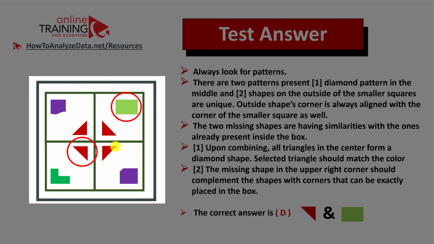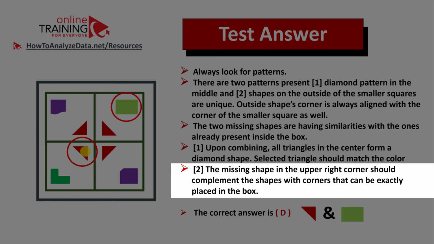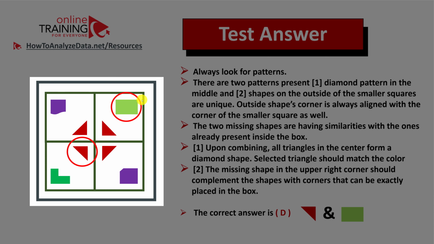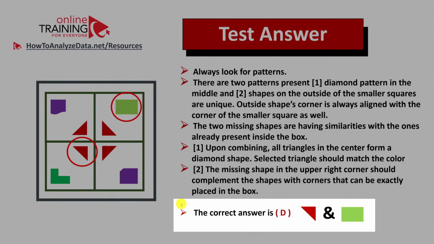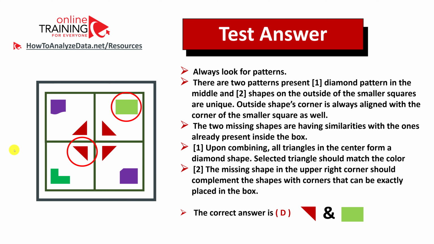Let's look at each one of these 2 patterns in more detail. You should look for the triangle which matches the color, and upon combining, it should build a diamond. For pattern 2, the missing shape in the upper right corner should complement the shapes with the corners that can be exactly placed in the box. In this case, we selected the green rectangle. You also notice that there is a pattern of green color on the opposite side of the squares, same as the purple colors on the opposite sides of other squares. So the correct answer here is choice D. Hopefully you've nailed this question and now know how to answer similar questions on the test.